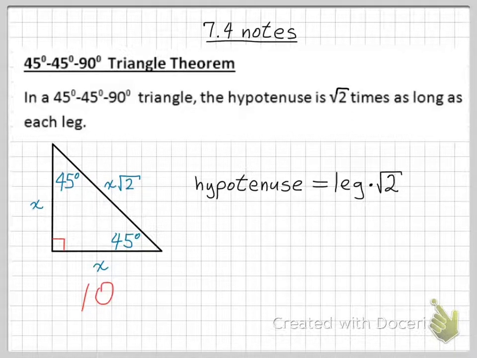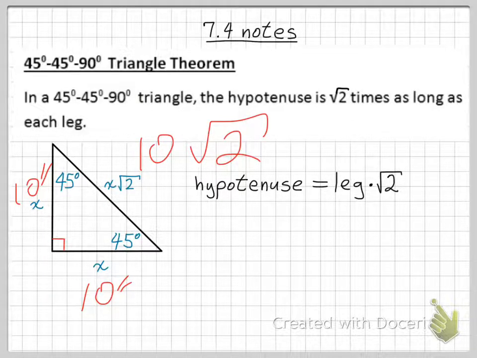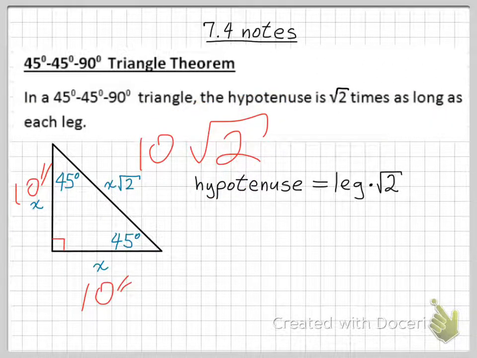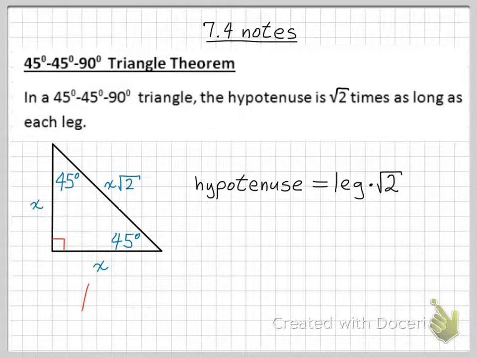As a quick example, if this was, say, 10 inches long, of course this would be 10 inches long too, because a 45-45-90 triangle is isosceles. And then the hypotenuse would be 10 times the square root of 2. If the question says you can leave it in radical form, then hey, this is a math class, just leave it in radical form. The answer would be 10 root 2. If you need a decimal, root 2 is about 1.4142, so you would multiply 10 by 1.4142, and that's the length of the hypotenuse.